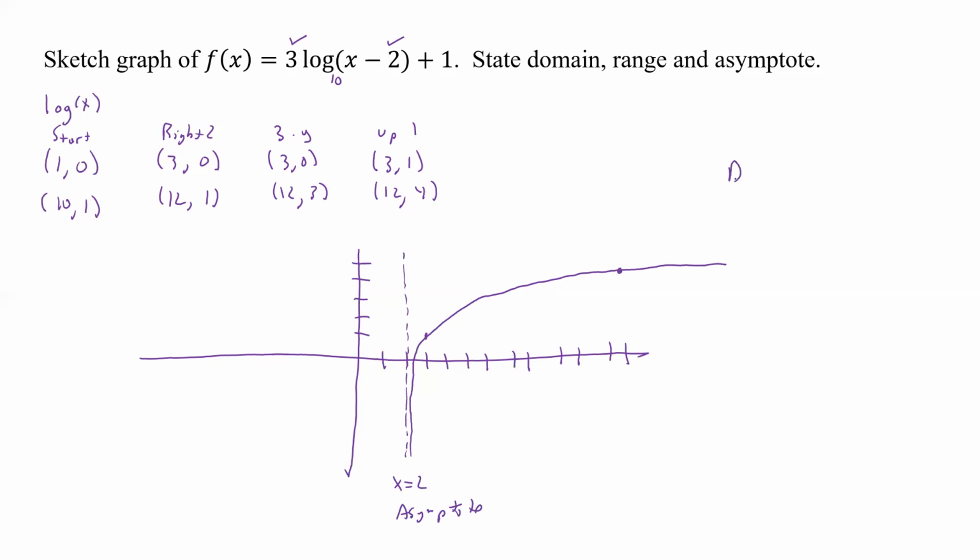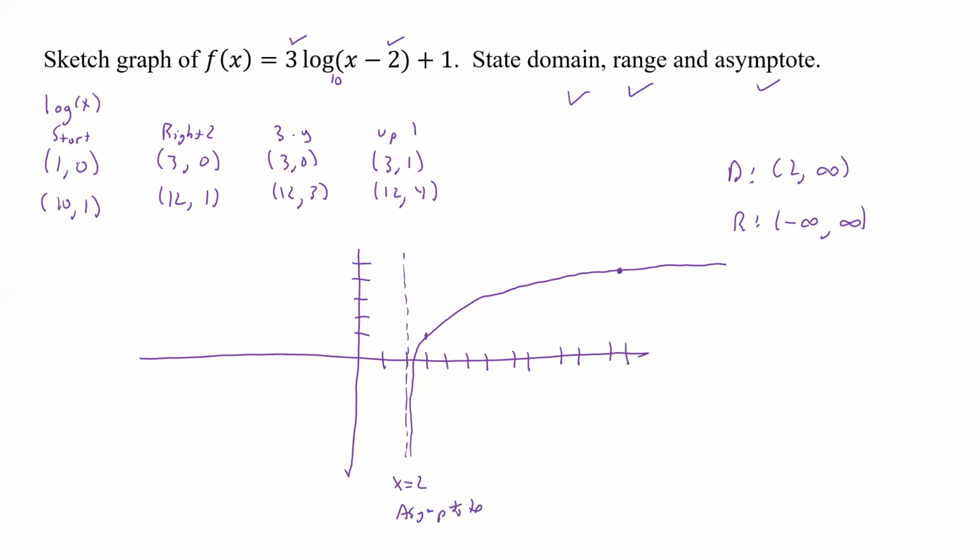Now, what is my domain? Well, now my domain is based on that asymptote, so it's going to be 2 comma infinity. And my range, well, guess what? It doesn't change. It's still negative infinity to positive infinity. So I've got my domain, my range, I've got my asymptote, and I've drawn the graph of it.